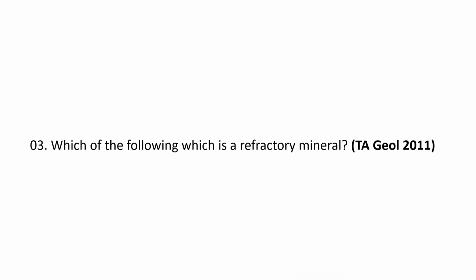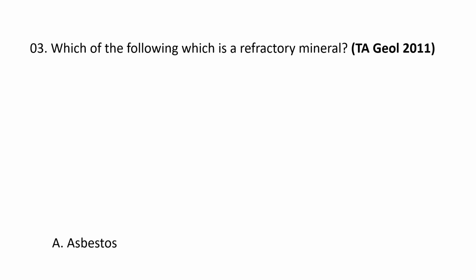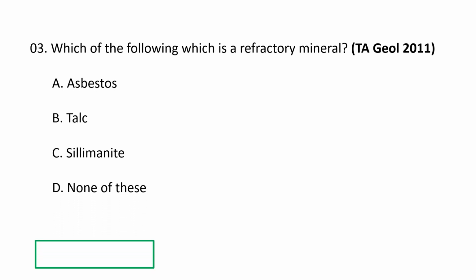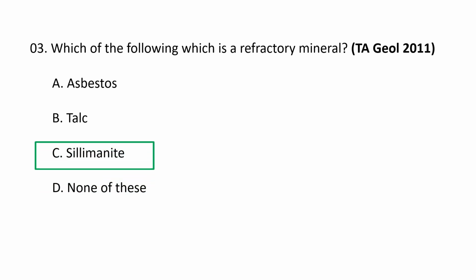Next question. Which of the following is a refractory mineral? A. Asbestos, B. Talc, C. Sillimanite, D. None of this. So sillimanite is a refractory mineral. This can withstand very high temperature without melting or significantly deforming, making this suitable for use in applications like lining furnaces and kilns in industrial settings where extreme heat is present. So sillimanite is used as a refractory mineral.